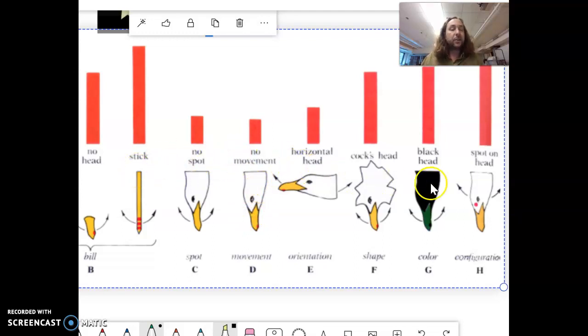Okay, so I'd like you to look at some of the other things he did. He tried changing the direction of the movement of the head. This thing called a cock's head, which I understand is kind of a funny name, just describes a rooster. He completely changed the shape of the head. So it still had a head, but it was shaped like a rooster instead of a seagull. He changed the color entirely of the head. He put the spot in a different place. He moved the spot and recorded what happened.